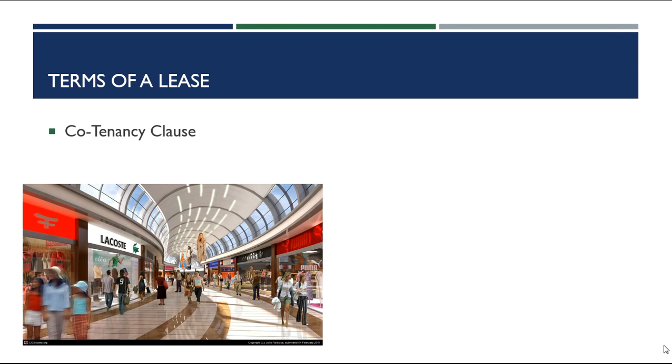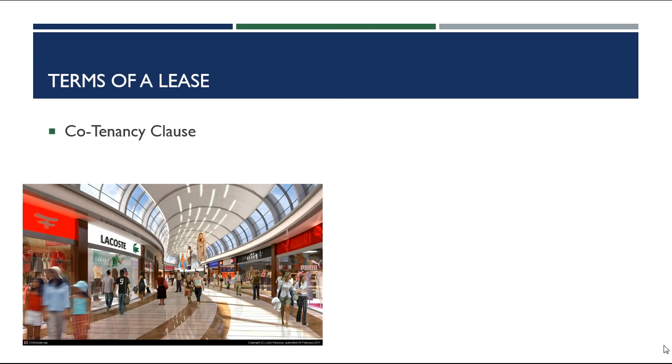So that's the first part of the co-tenancy clause. And that second part is being able to name specific retailers that you would require to be in the shopping center with you. So Gap, there's an example in your book that talks about Gap and how they require at least four of 7 other retailers in the mall.